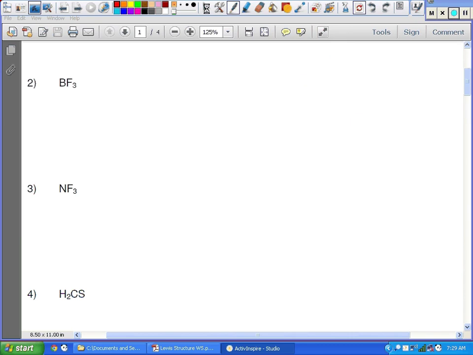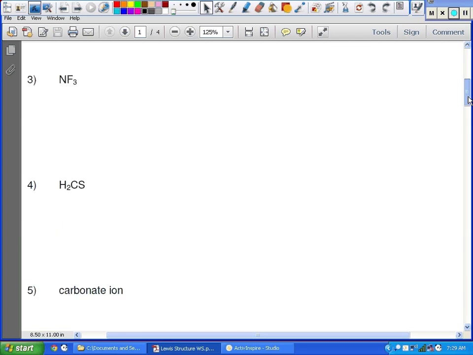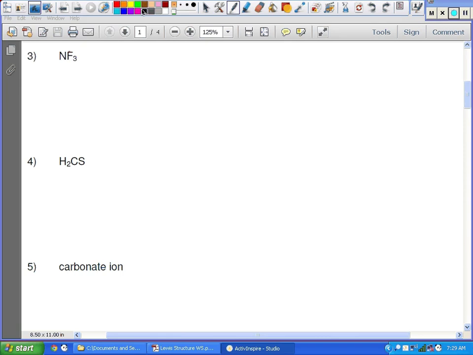Now, I know that what you're going to think here is that NF3 is going to look exactly like BF3. No, it's not, and you're going to see why it's not. Remember, boron only needs 6 valence electrons. Nitrogen needs 8, and so we've got to account for that shape difference here, okay?